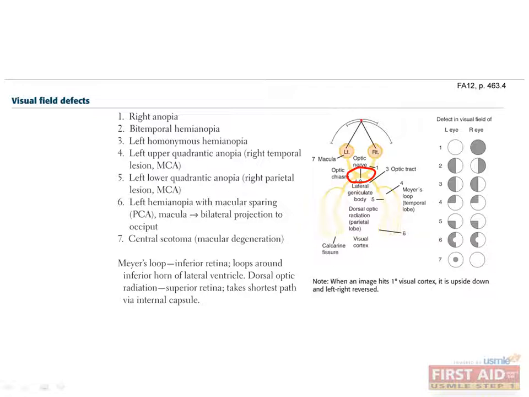Right. After the LGN, individual lesions produce quadrantic anopias. Now, thirdly, the superior radiation carries info from the lower visual field. The inferior radiation carries info from the superior visual field.